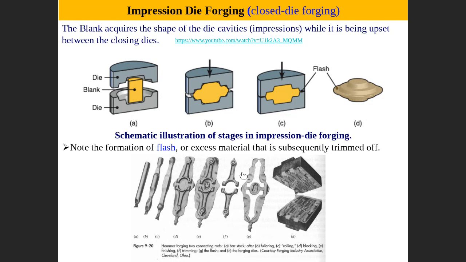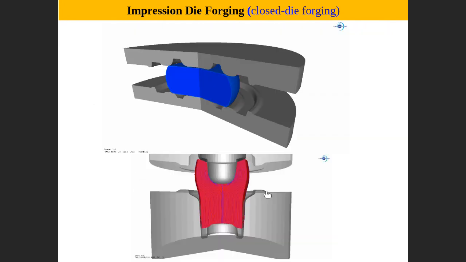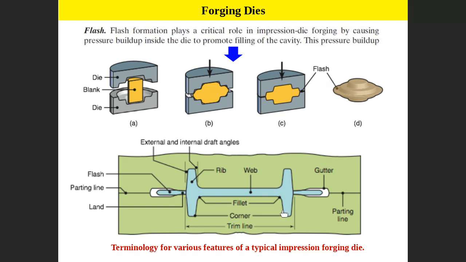So it depends. Finally, you obtain the shape, but finally you need to cut. It takes the part and you get the flash. So flash is scrap and the part. This one we call impression die forging or flash die forging. Sometimes we call it like this and sometimes like this, right? So this is the process.